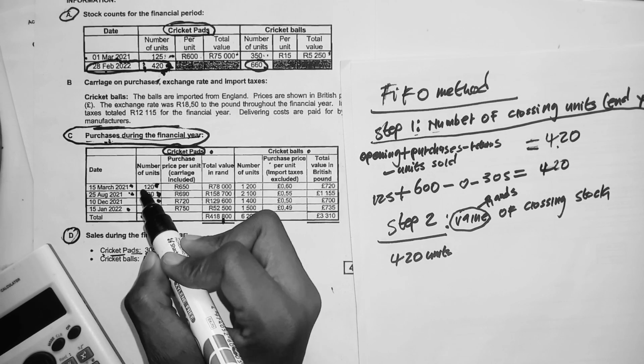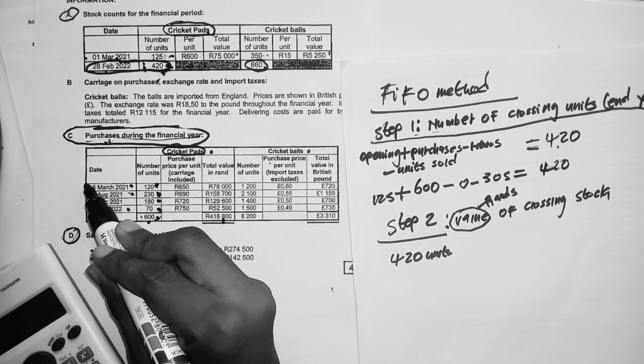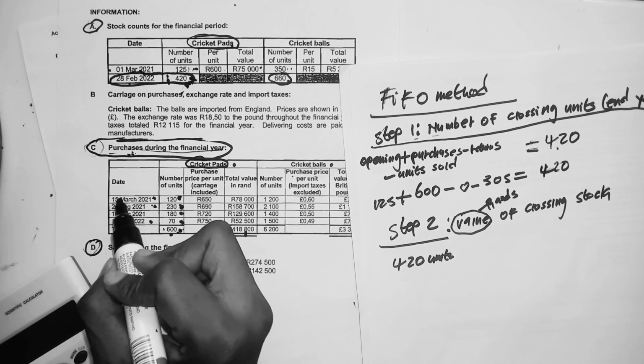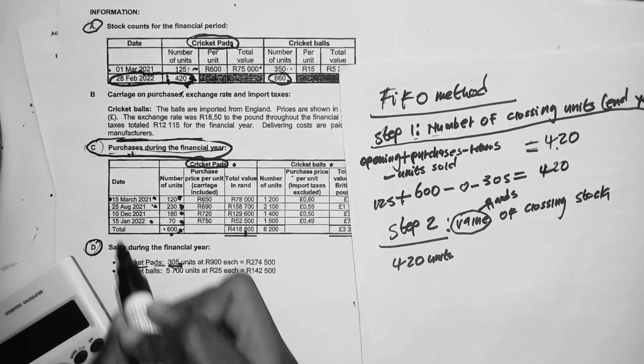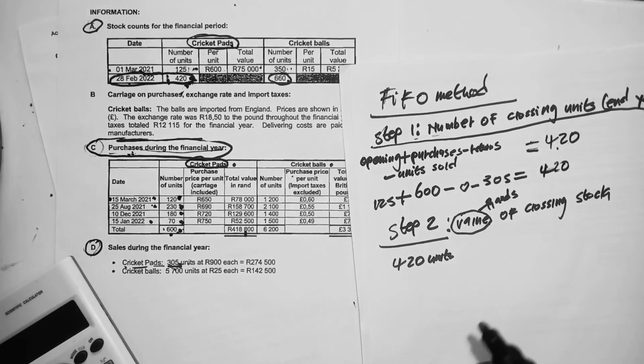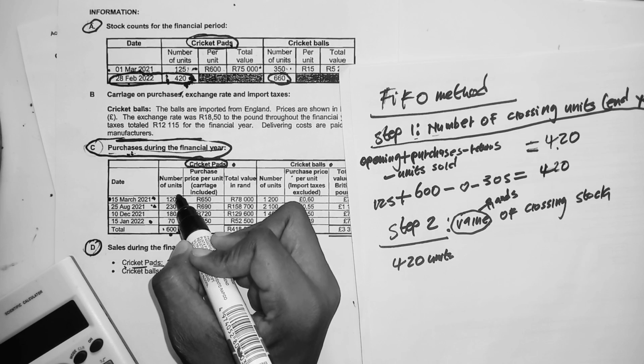Here, when I check, the first stock that we purchased is this one. Purchases information number C, don't forget. The first stock that we purchased is on 15 March. 15 March 2021, we purchased how many units? 120. So we assume this is the first stock that we purchased.